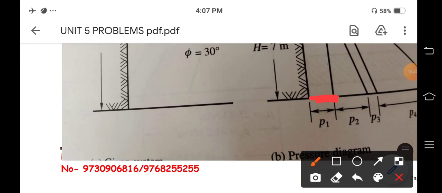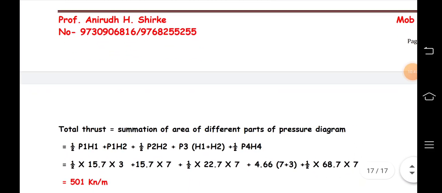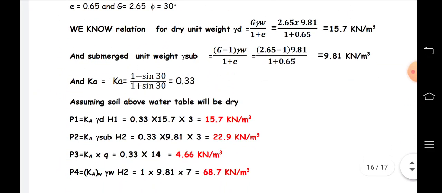So, P1 will be Ka gamma D H1, where H1 is the height of the dry soil, because we are assuming the height above the water table is dry. Ka is 0.33, gamma D is 15.7, and H1 is 3. So, our value is 15.7 kilonewton per meter cube.